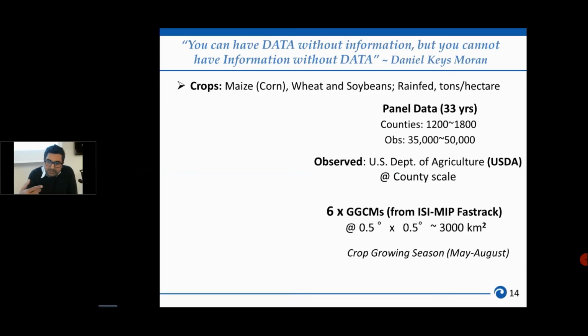For both the crop models and the observed data, we employ a fixed crop growing season, which is defined as the months May, June, July, and August. This is the United States we are talking about, so it's in the northern hemisphere. And typically most of the crops there, barring wheat, which is grown throughout the year, range from May to August.